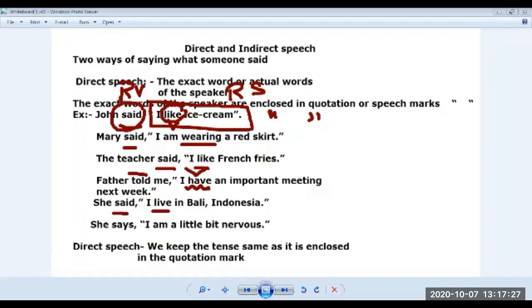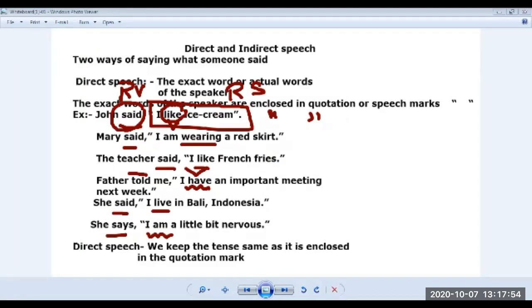Now, she says, "I'm a little bit nervous." The reported verb is says. And am is the, very good, we have used an auxiliary verb here. Am. Very good. So in direct speech, we keep the tense the same. We don't change the tense.